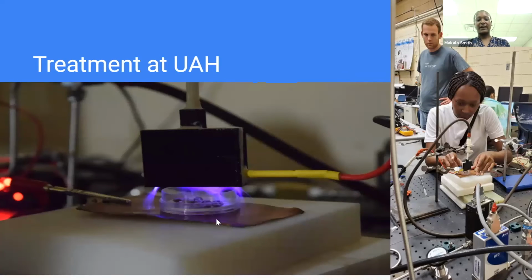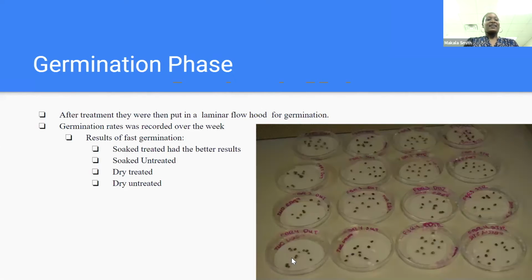Here is that picture that I was showing you earlier. This picture right here in the middle, I don't know if you can see my mouse, is the sheet plasma. They put it on like a copper base, and this little thing right here, I'm not sure what it's called, but basically it just lets off the plasma, and then that's me dealing with it. So after treating the seeds for 60 seconds, we put them in the flow hood for germination.